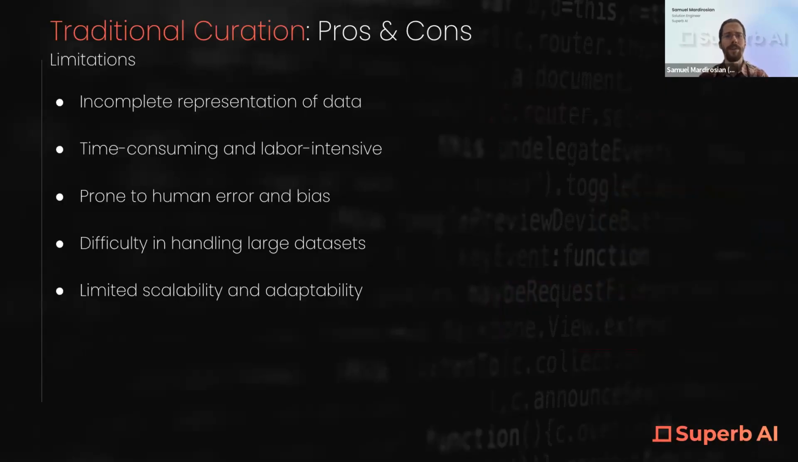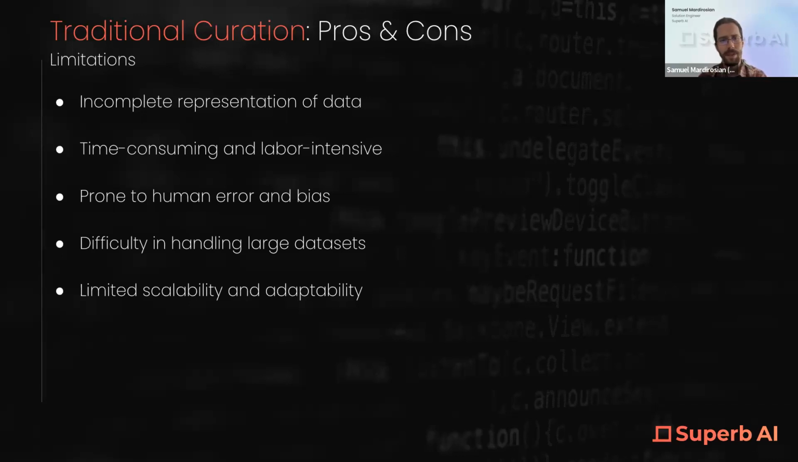So overall, while these traditional data curation methods are effective to some extent, they come with these limitations. First, they often provide an incomplete representation of data. This is because they rely on manual labeling and metadata, which may not capture all the nuances and complexities of the data. Second, the more advanced methods are time-consuming and labor-intensive, requiring significant human effort to curate and label the data. This not only slows down the process, but also increases the risk of human error and bias.